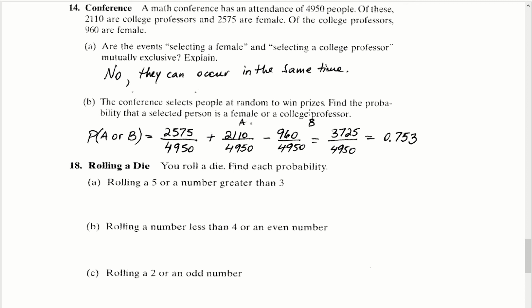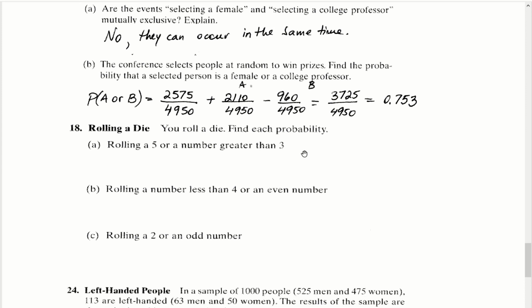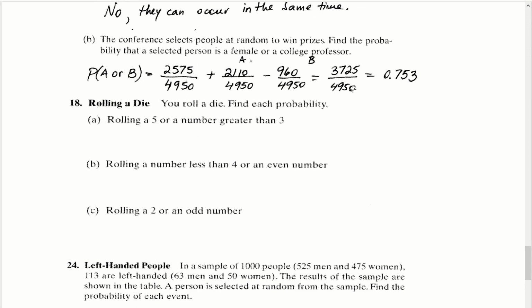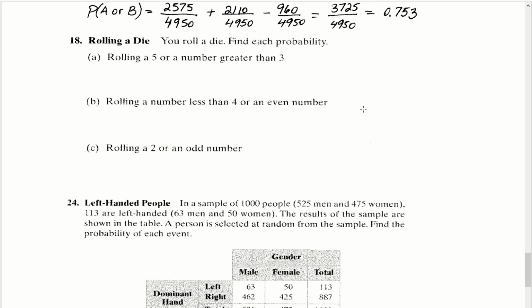plus the probability of getting a college professor. We know that there's 2,110 college professors out of the 4,950 individuals. And then we would need to subtract the probability of getting someone that is both a female and a college professor. Well, they tell us that there are 960 college professors that are female, so that's 960 out of 4,950, for a total probability of 3,725 out of 4,950, which would give us 0.753.